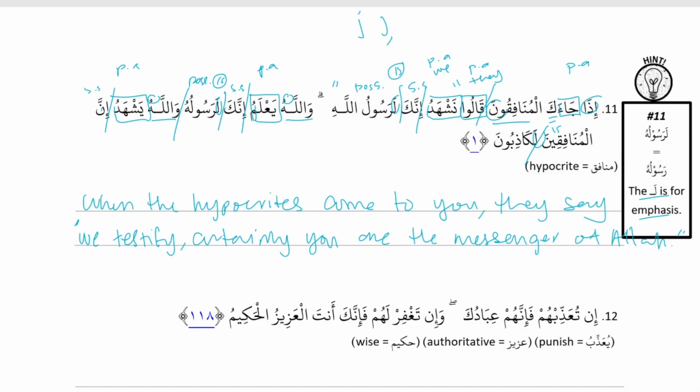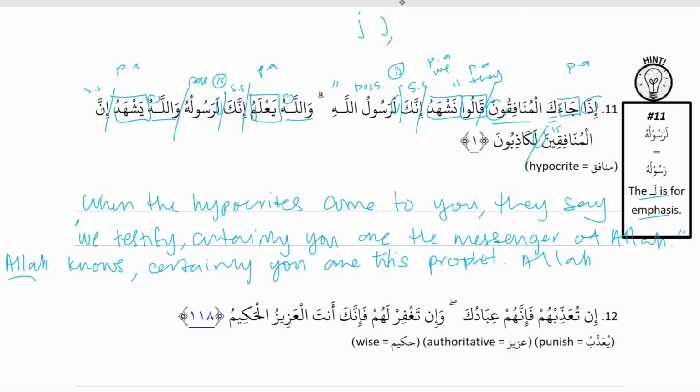Okay, let's translate that second part. Wallahu ya'lamu. Okay, and Allah with emphasis, right, because it's coming before. Allah knows. Certainly you are his prophet. Right. Certainly you, innaka, and then the is, and then his prophet. Possessive. And Allah yashhadu, again emphasis on Allah. Allah testifies. Good. Certainly the hypocrites. Okay. Are liars. Very good.